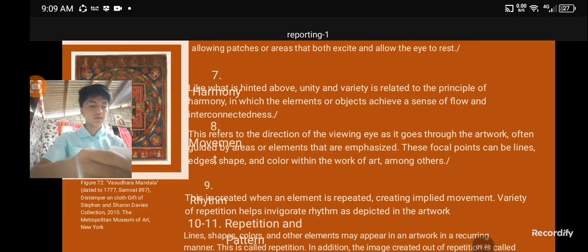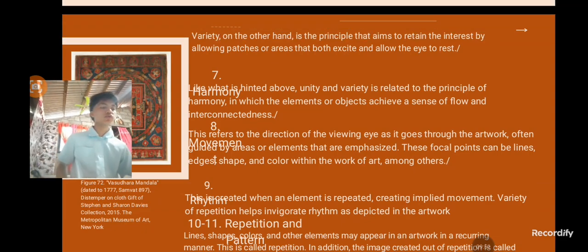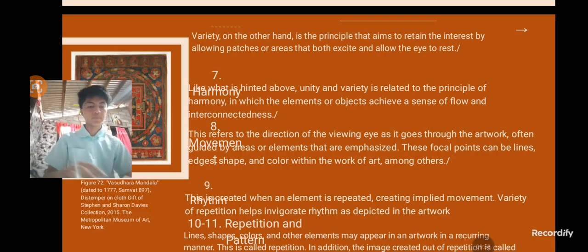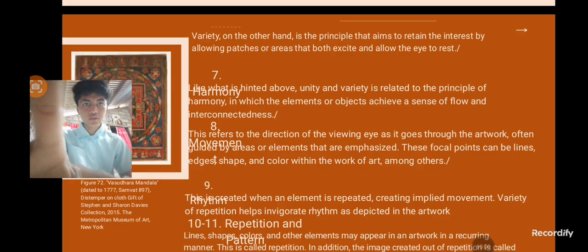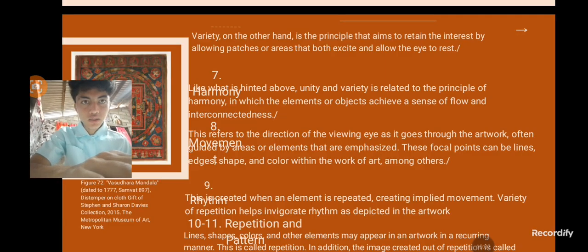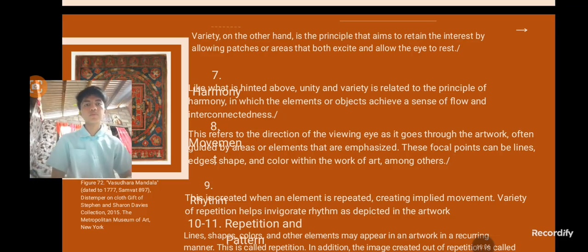The Vasudhara Mandala artwork shown is a good example of these principles, especially repetition and pattern. So, going back to what is hinted above, unity and variety is related to the principle of harmony, in which the elements or objects achieve a sense of flow and interconnectedness.